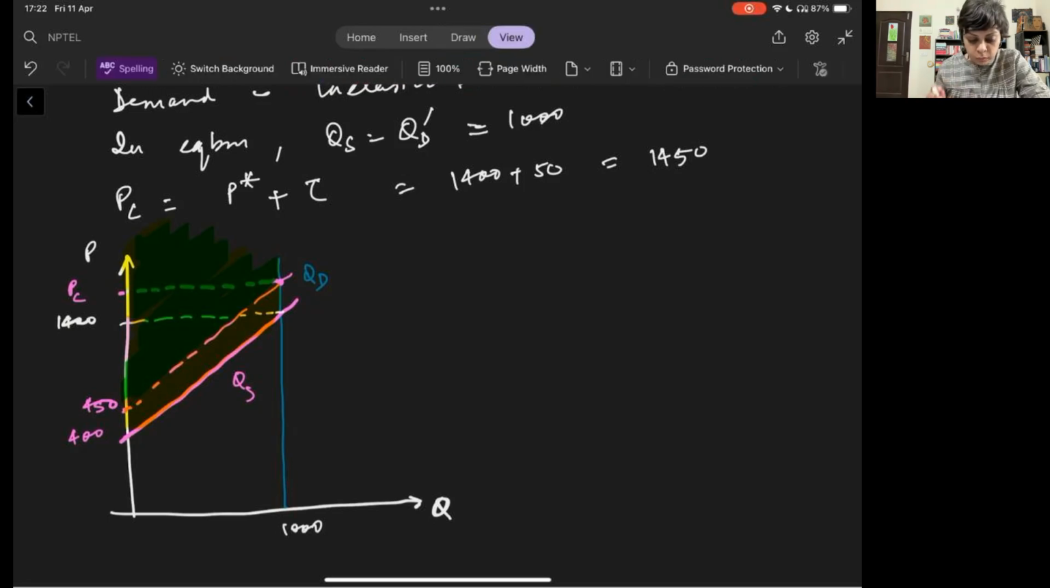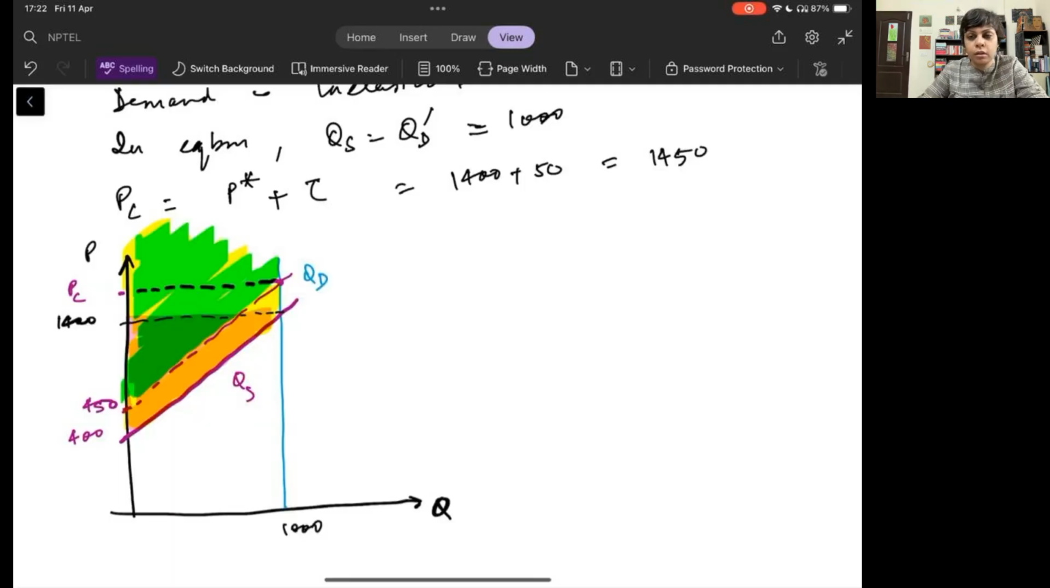But I think this much explanation is sufficient here. It's not a complicated problem. Deadweight loss will be 0 because there is no deadweight loss when demand or supply is inelastic. Okay?